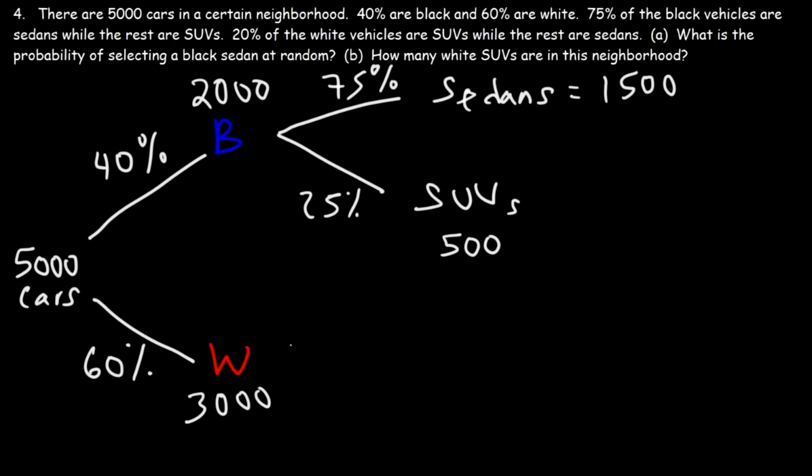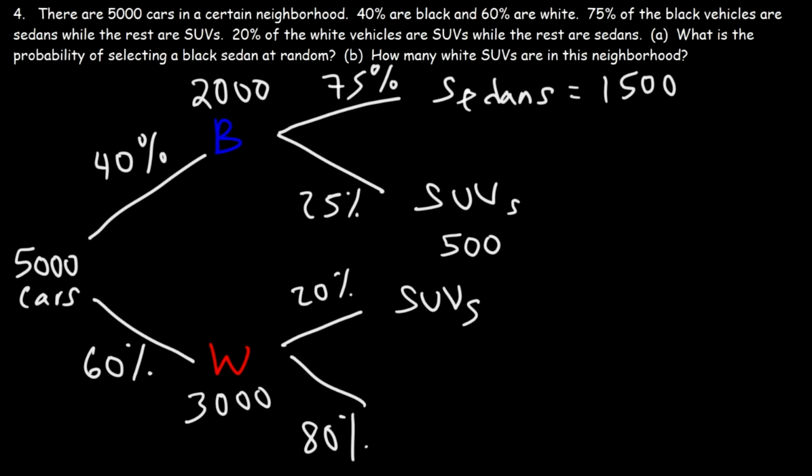Now for the white vehicles, 20% are SUVs, which means the other 80% has to be sedans. Now 20% of 3,000, that's 3,000 times 0.20. That's going to give us 600 SUVs. And 80% of 3,000, or 3,000 times 0.8, that's going to give us 2,400 white sedans.